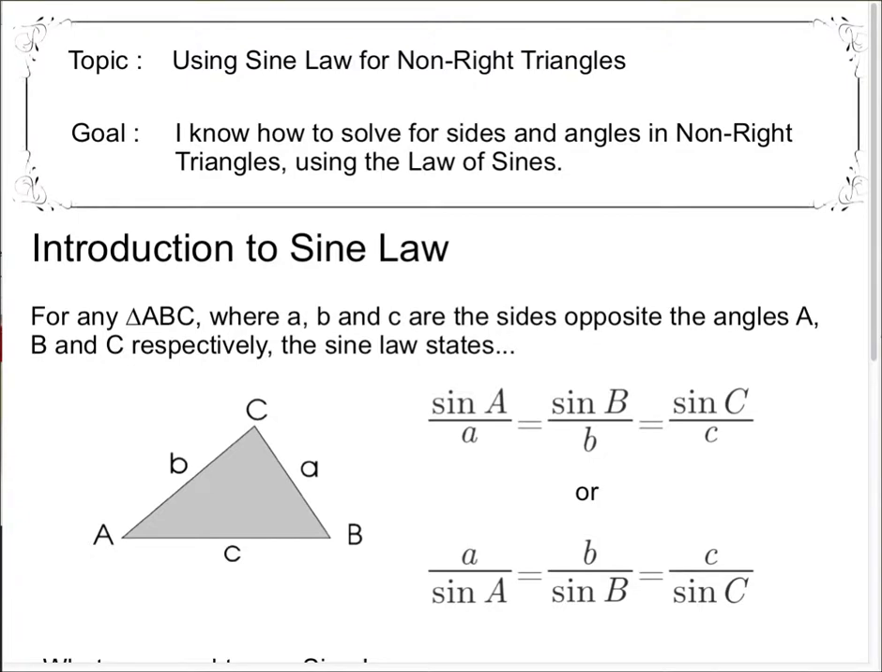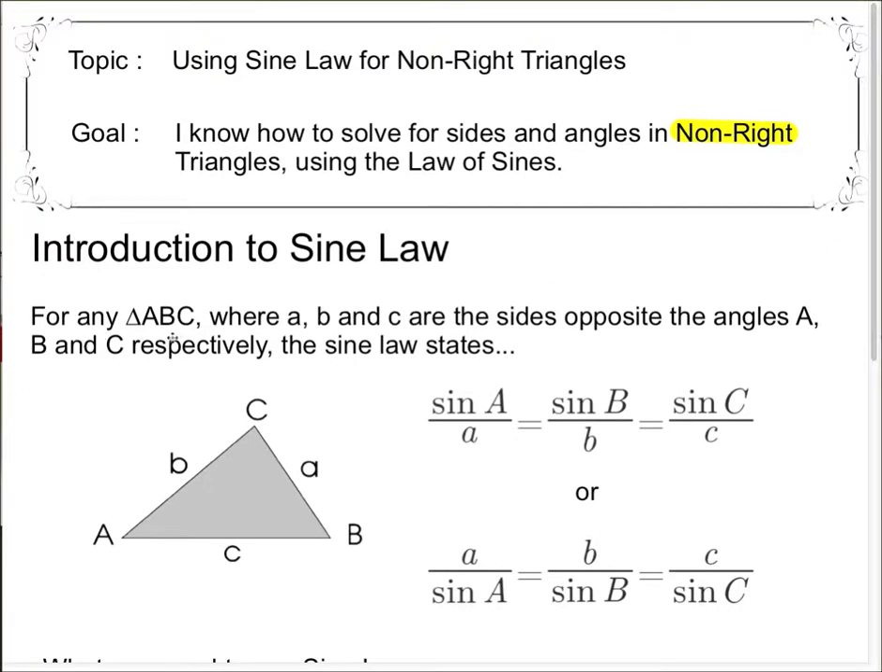So our topic today is using sine law for non-right triangles, and our goal is: I know how to solve for sides and angles in non-right triangles using the law of sines. Now I'm going to go crazy with my highlighter again. I'm going to highlight non-right. You can actually use sine law in a right angle triangle, but it takes a little bit more to use sine law than it does to use the primary trig ratios. So I'm just going to get straight to it.